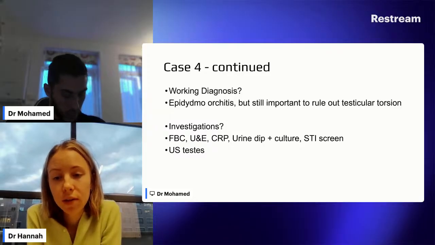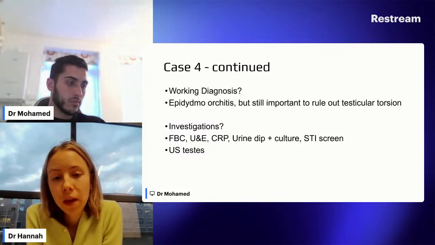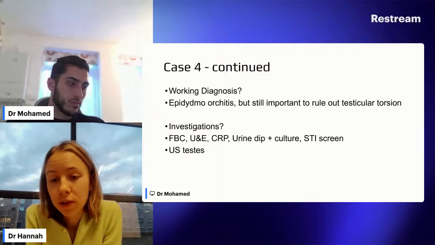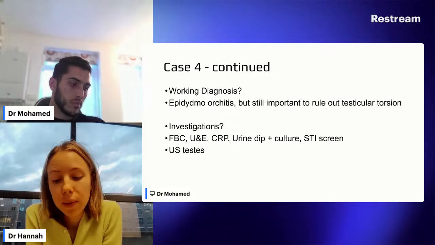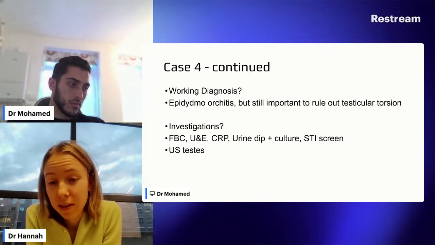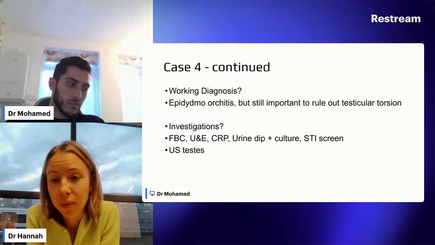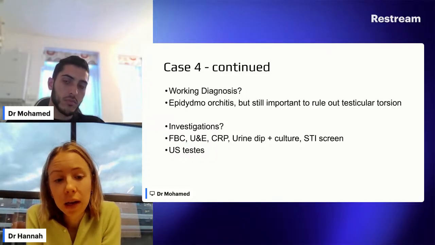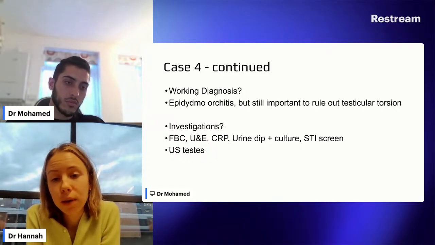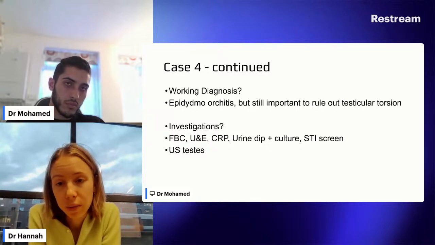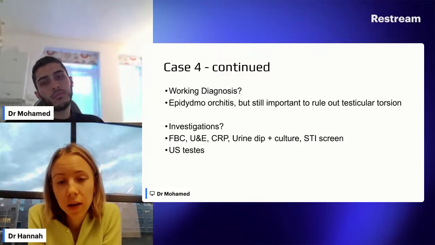So there are a couple of reasons we could do an ultrasound testis. A, it will provide us with more reassurance that this isn't a torsion. B, if we think there might be an abscess or a complex reactive hydrocele or something, then that will show up on an ultrasound. And if we think there might be a testicular cancer underlying, then that would also be reason to get an ultrasound.